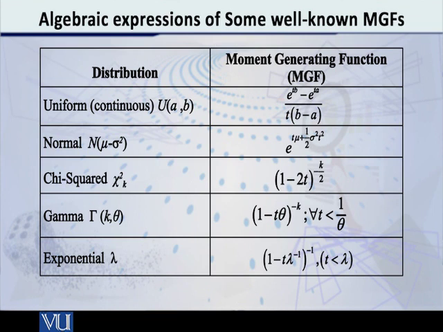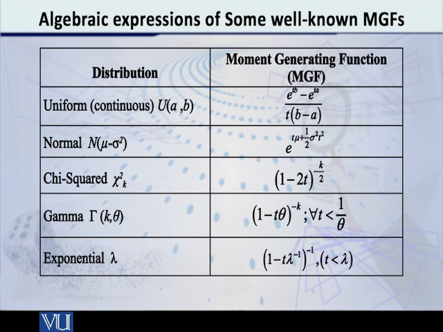Let us consider a few more distributions. For example, the exponential distribution with parameter lambda. Iska jo MGF hai, that is given by 1 minus t into lambda raised to minus 1 and this whole thing raised to minus 1 under the condition that t is less than lambda. ये जो मैंने अभी कहा इसको आप दूसरे तरीके से भी लिख सकते हैं. You can say that it is 1 over 1 minus t over lambda. So उसको लिखने के मुख्तलिफ तरीके हैं, वर्जन बन सकते हैं.